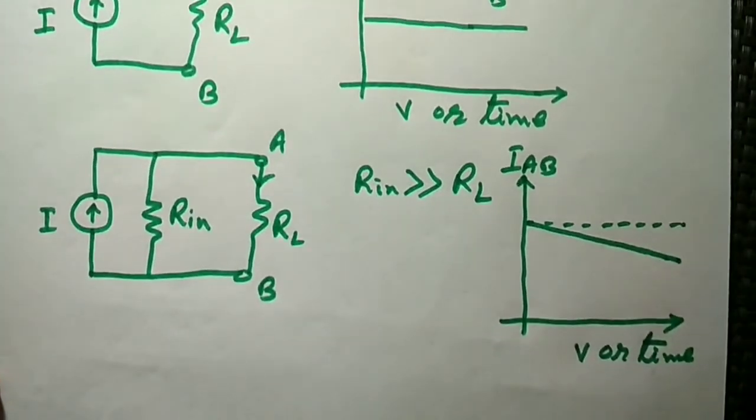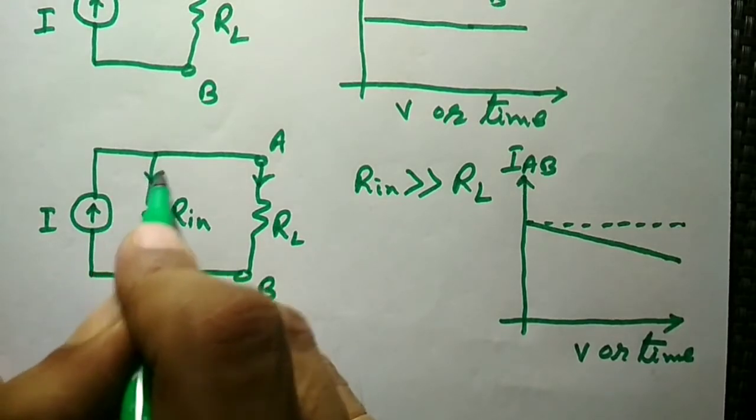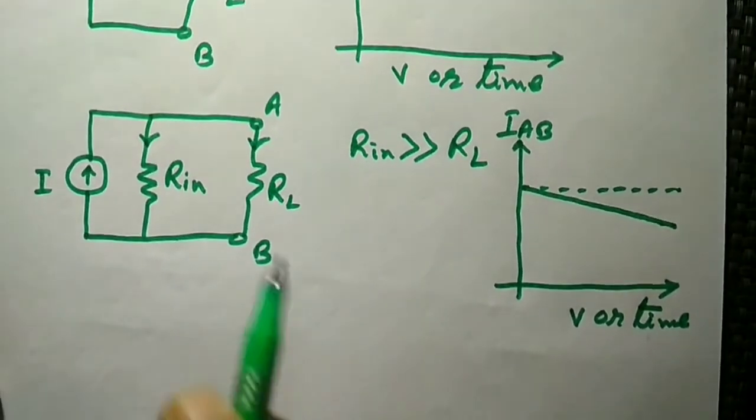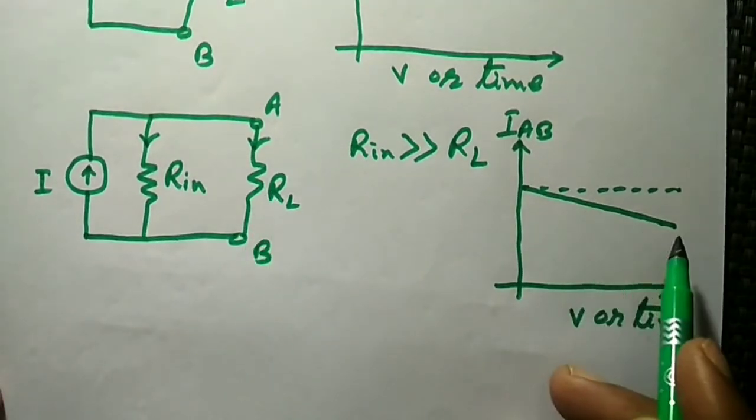That means if the resistance is gradually increasing, if the voltage across the terminal is gradually increasing, then some current will flow through the internal resistance of the source. Therefore, the current through the load will be gradually decreasing.